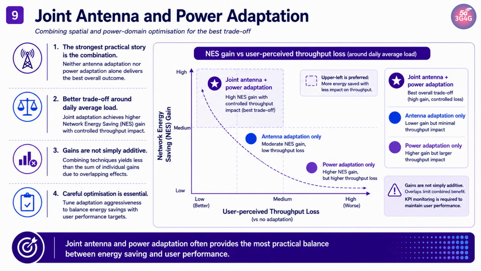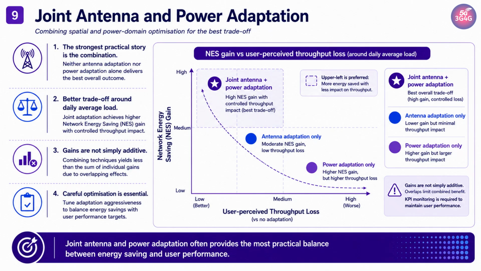The strongest practical story is not antenna adaptation alone or power adaptation alone. It is the combination. Antenna adaptation works in the spatial domain. It changes how many antenna resources are active. Power adaptation works in the power domain. It changes how much downlink power is used. When these two are used together, the network has a richer set of choices. For example, it may reduce power slightly while keeping antenna resources active, or it may reduce the number of active antennas while maintaining enough power, or it may use a combined setting that gives a better trade-off between energy saving and user experience.